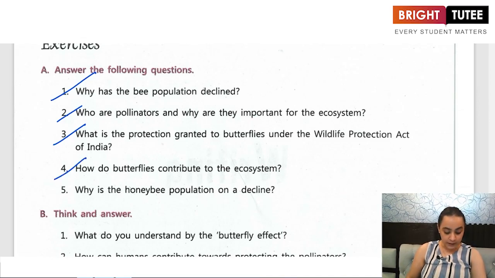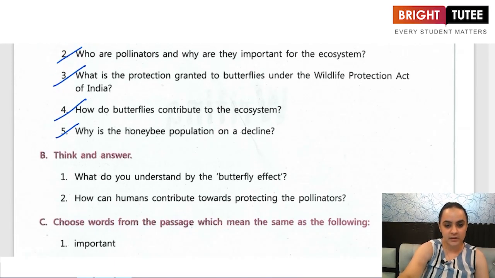Okay. How do butterflies contribute to the ecosystem? Again, butterflies are pollinators. They help in transferring the pollen from one place to the other, thereby resulting in the growth of new plants and new species of crops. Why is the honeybee population on decline? We have already discussed that it is declining because their habitat is in danger. Moreover, due to the increasing air pollution, noise pollution and radiation, they are finding it difficult to survive.